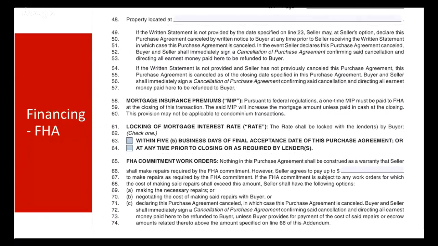Property located at, the address goes there. We'll come down to mortgage insurance premiums. Pursuant to federal regulation, a one-time MIP must be paid to FHA at closing of this transaction. The said MIP will increase the mortgage amount unless paid in cash at closing. This provision may not be applicable to condominium transactions.